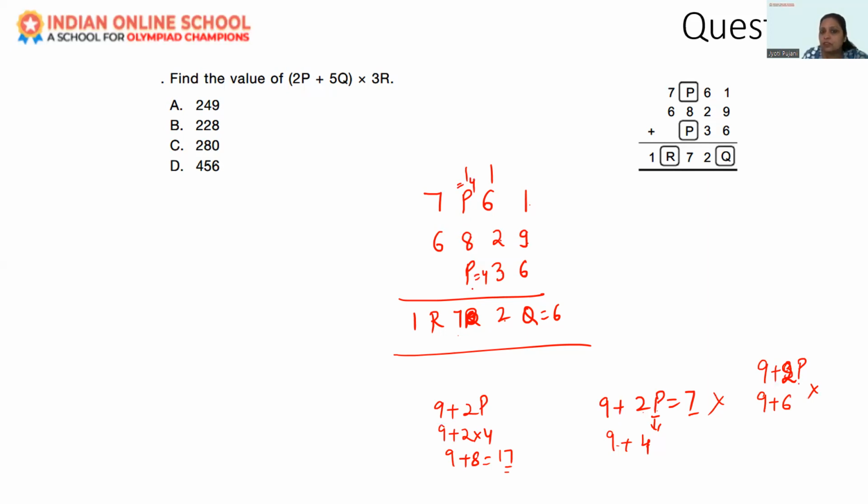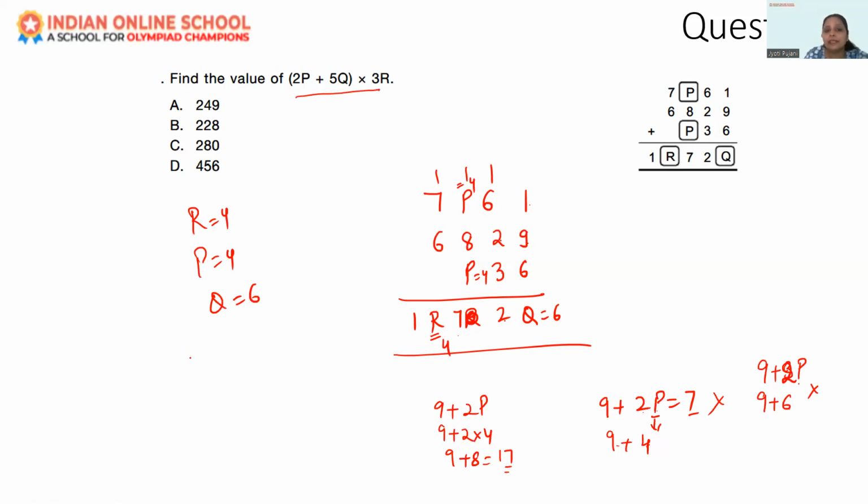Fine. So now 17, so 1 will carry forward. 7, 1, 8, 8 and 6 is 14. So 1 is already there, so R is 4. So if you can see, R is 4, P is 4 and Q is 6. Correct? P is 4, R is 4, Q is 6.